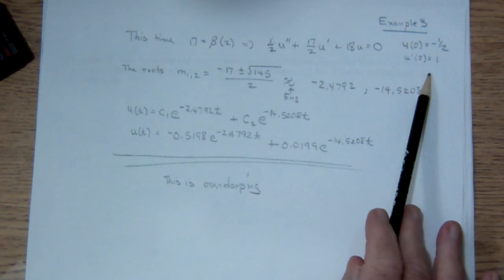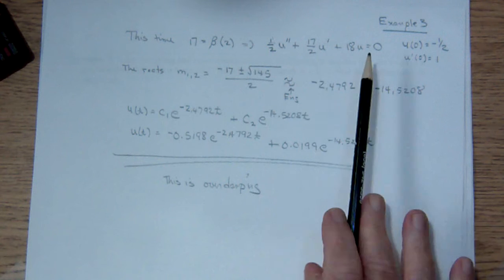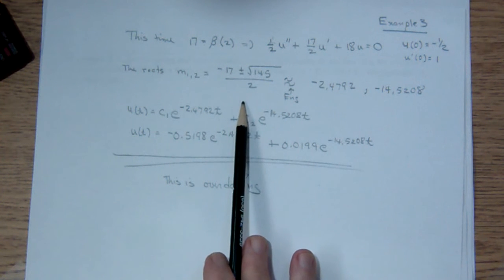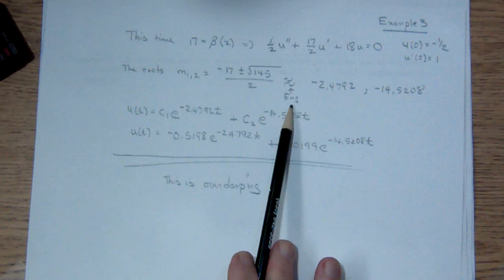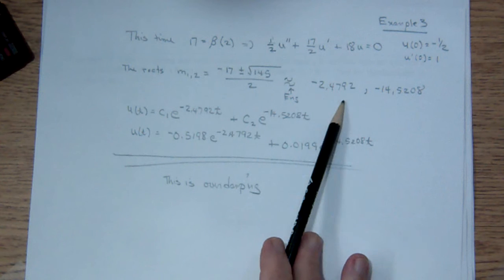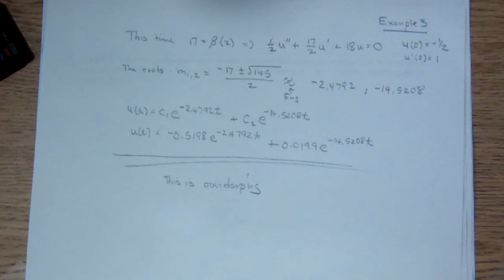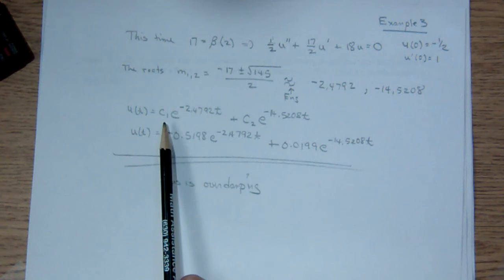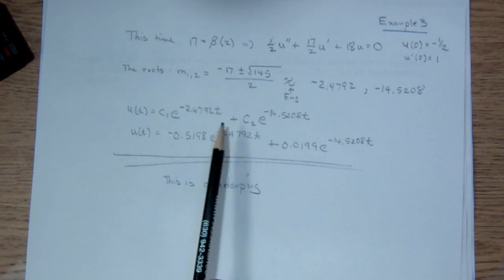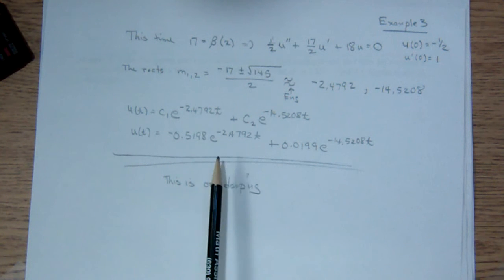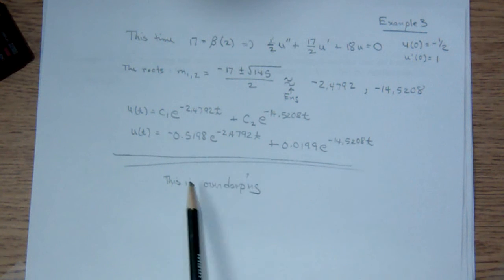These are the initial conditions from the first problem, but now we have different roots, and the roots are going to be -7 plus or minus the square root of 145, all over 2. But since we're pretending to be engineers, we plug that into a calculator and get these numbers. We can use those initial conditions to find our coefficients, and this time the coefficients are going to be different because the functions themselves are different.